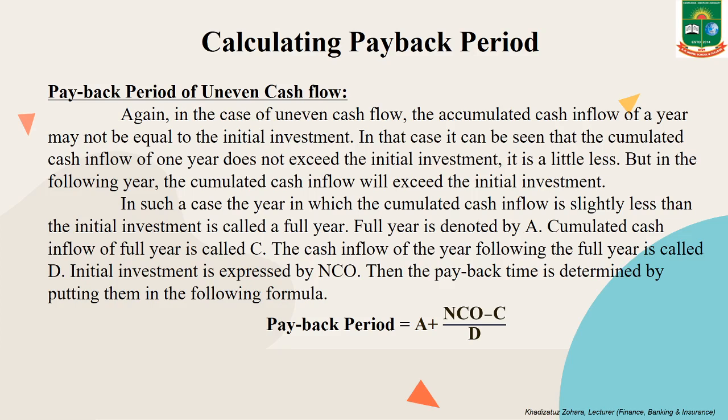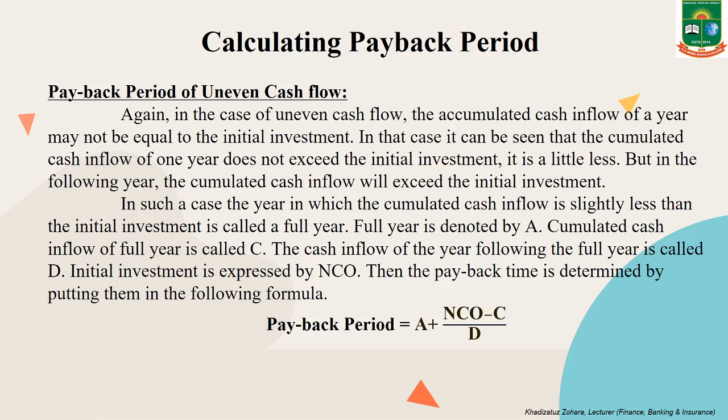In that case, it can be seen that the cumulated cash inflow of 1 year does not exceed the initial investment. It is a little less. But in the following year, the cumulated cash inflow will exceed the initial investment and it is higher than the initial investment. In such a case, the year in which the cumulated cash inflow is slightly less than the initial investment is called the full year, and full year is denoted by capital A.